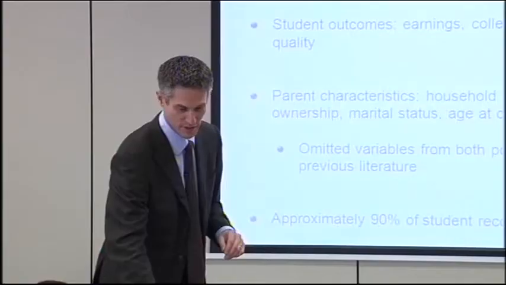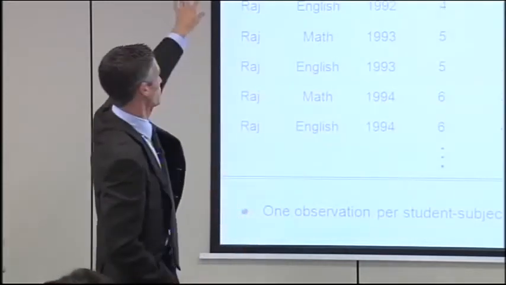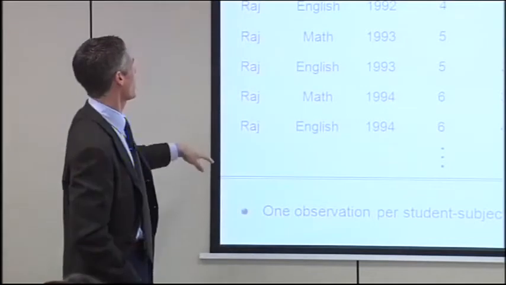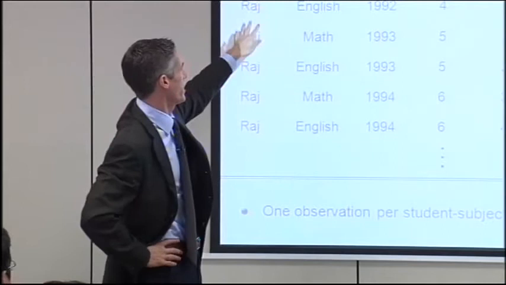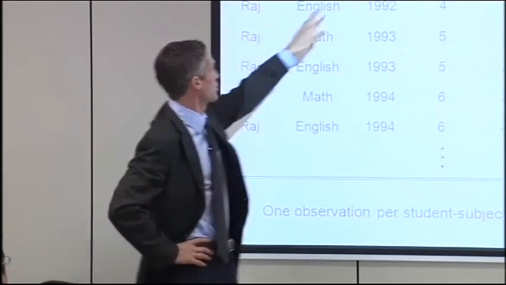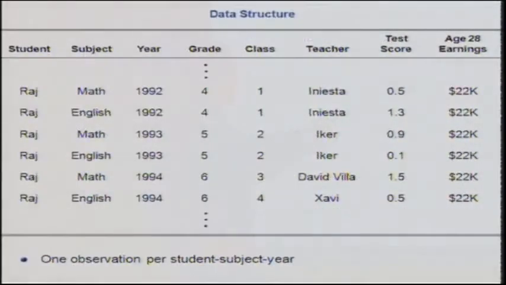So let me just give you a sample of what the data look like. Okay, so we've got some student, which will be my co-author, Raj. And then each year, that student has a math test score and an English test score. So in 1992, 4th grade, 1993, 5th grade, 1994, 6th grade. And they'll be in a classroom.